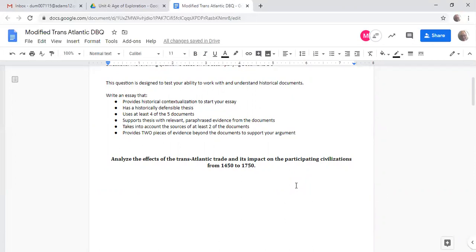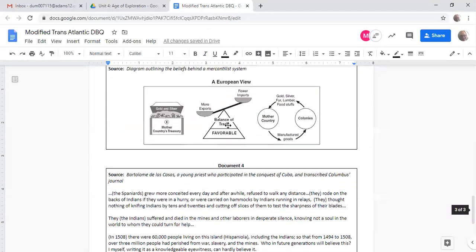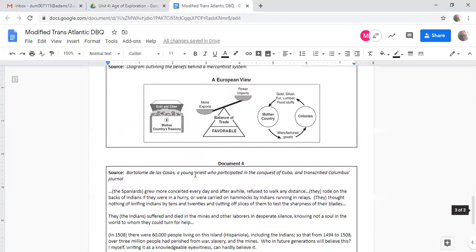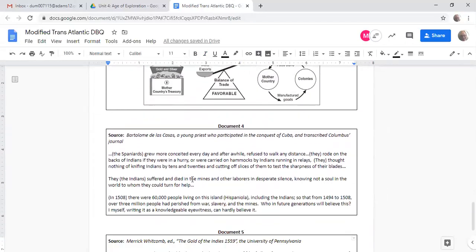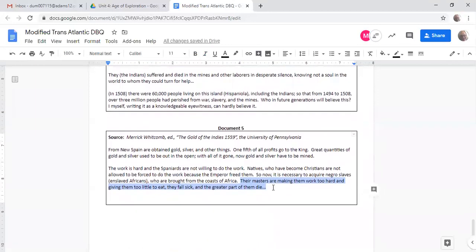The effects of the transatlantic trade on Europeans was that it increased the wealth of Europeans. However, it decimated the Native American population in the Americas, and then also hurt the African population as well. There's my thesis statement. I know my three groupings. Documents 1 and 3 are going to be used to show an increase in wealth for Europe. Documents 2 and 4 are going to be used to show the decimation of the Native American population. And then document 5 will be used to show the decimation of the African population as well.